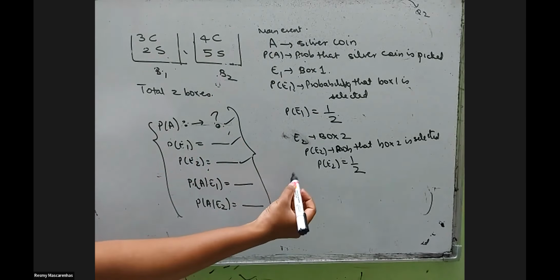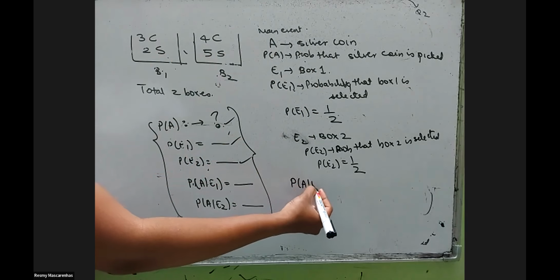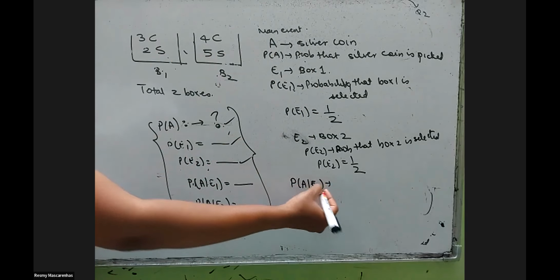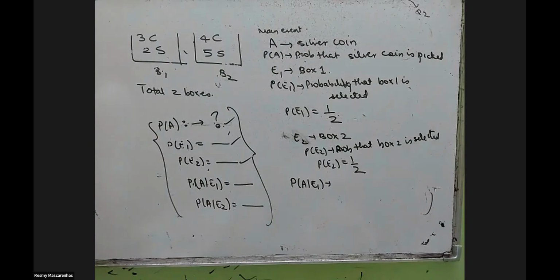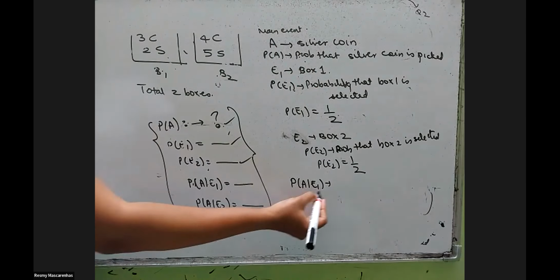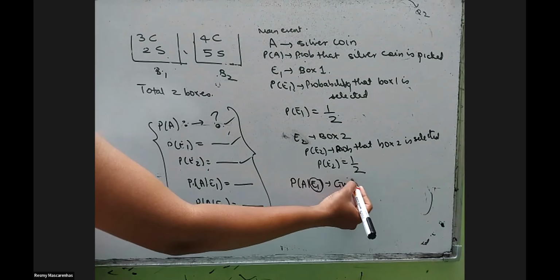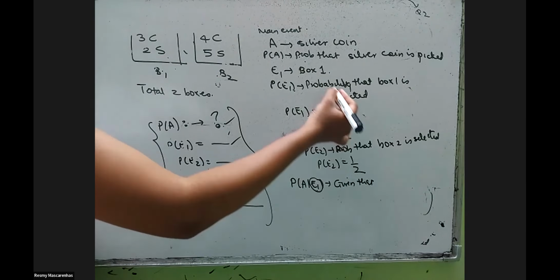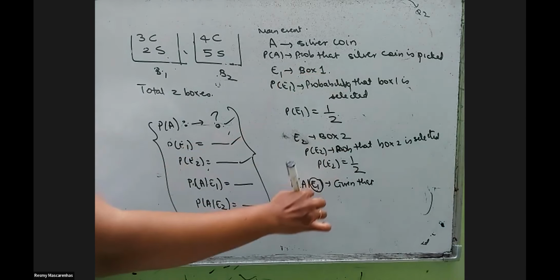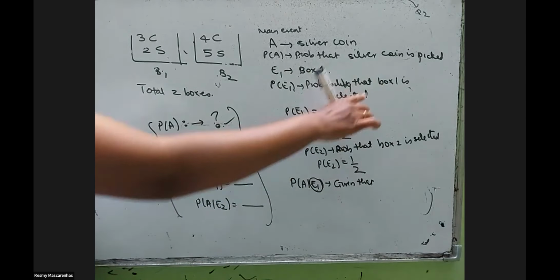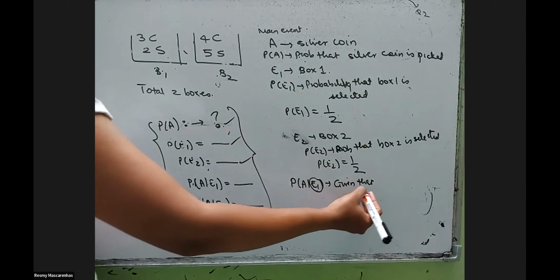Now next I have to go for here. Now how do I read this? I know that I have to find this. Now just try to read. You have to always start from this. Given that, what is E1? E1, just refer here. P of A upon E1 is what? Given that box 1 is selected.